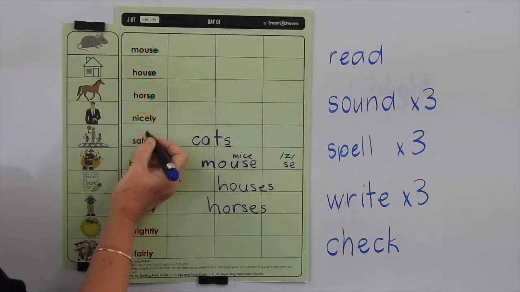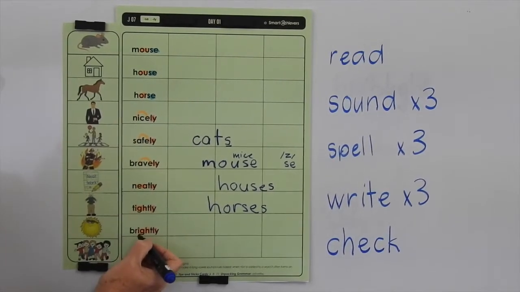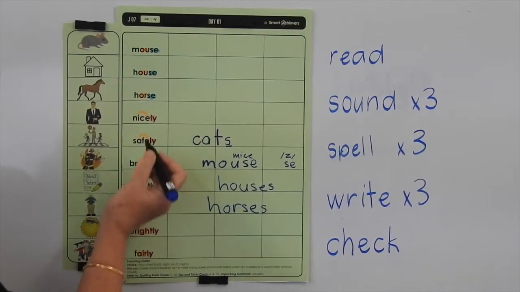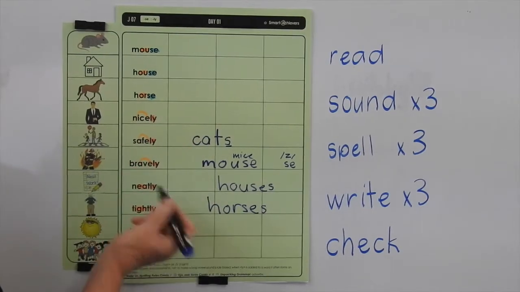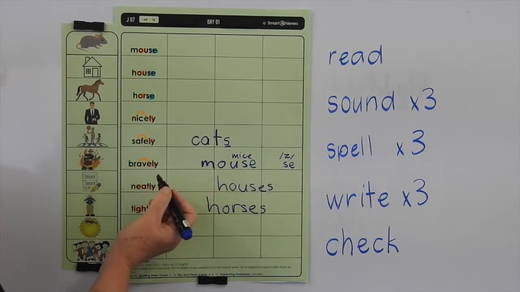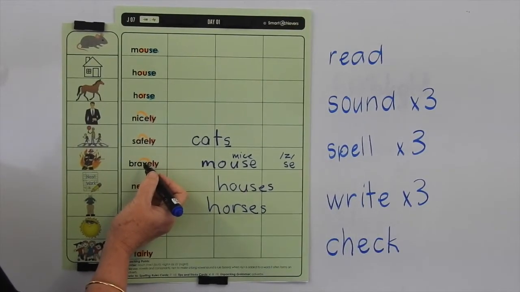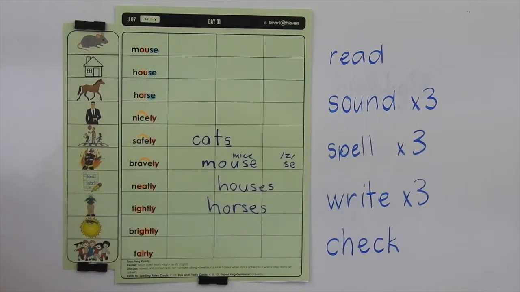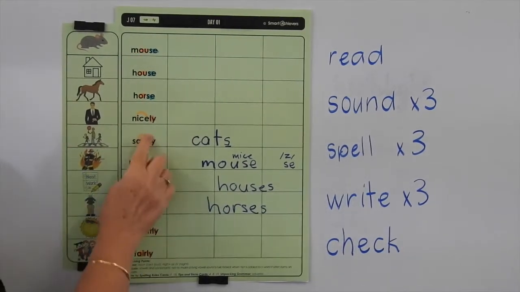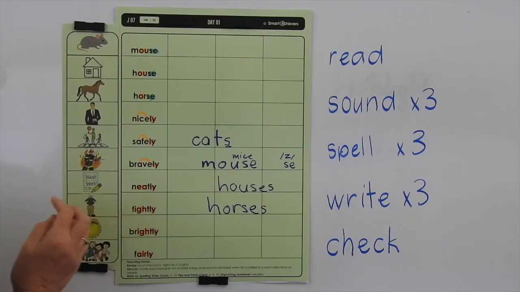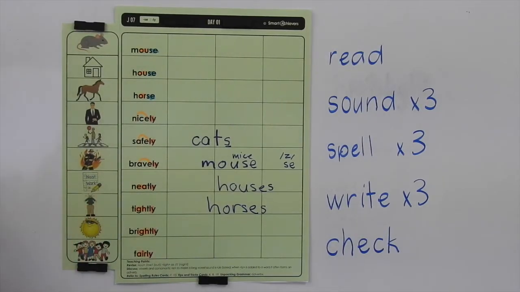Now on these ones, nicely, safely, bravely, neatly, tightly, brightly, fairly, we're adding the ly to form an adverb. So you might say, he eats nicely, or he speaks nicely. She walks safely across the road. He bravely walked past the dog or fought the fire, or whatever it might be. Neatly, when you do something that's very neat. Okay, so that's why we have those bits added on. It most commonly changes a word into an adverb, which makes a verb more interesting in a sentence.